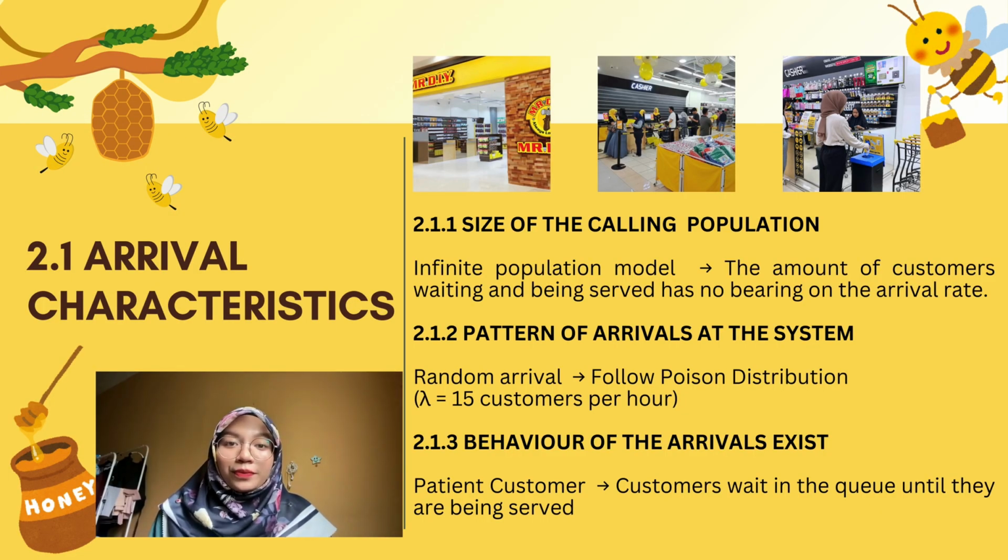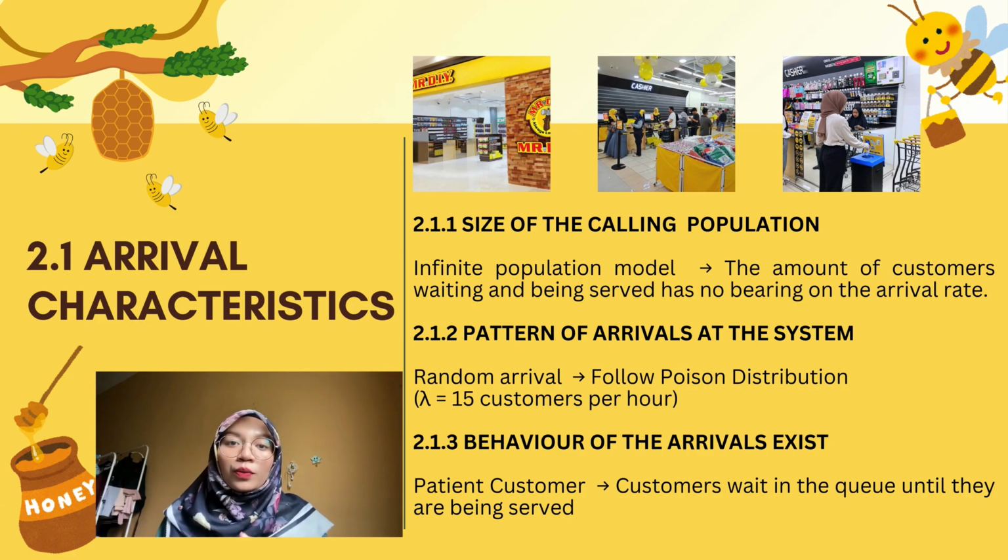So now let's go to the part, characteristics of the queuing system. For 2.1, which is arrival characteristics, we will talk about the size of the calling population, the pattern of arrival at the system, and also the behavior of the arrival exits. For 2.1.1, the size of the calling population, we choose the infinite population model, where the amount of customers waiting and being served has no bearing on the arrival rate. For 2.1.2, the pattern of arrival at the system, we choose random arrival, which follows the Poisson distribution, where lambda equals 15 customers per hour.